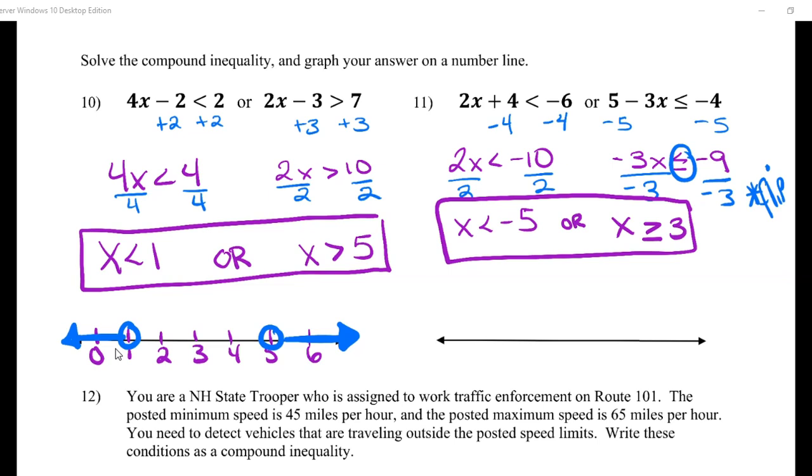Remember, at the end, you really want to check to make sure you have the smallest value on the left, the largest value on the right, and that both inequality symbols are facing the same direction, and it's almost always to the left. That's one way to check at the end to make sure you did it correctly.